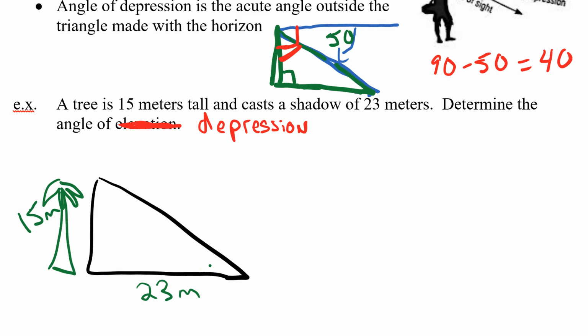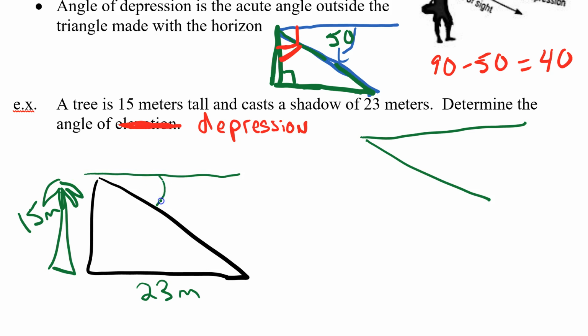Determine the angle of depression. So the angle of depression starts off flat and goes down. Well, where do you see this on my diagram? Well, you see it right here. Horizontal and go down. So I want to calculate this. This is my unknown. It's outside of the triangle. So what I have to do is I've actually got to calculate this angle right here. Once I have that angle, I take that away from 90, gives me the angle of depression.